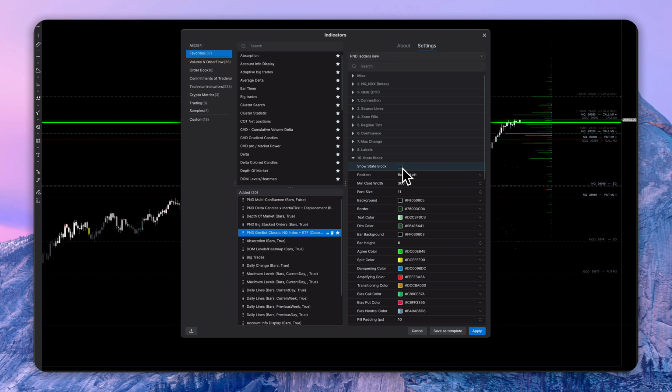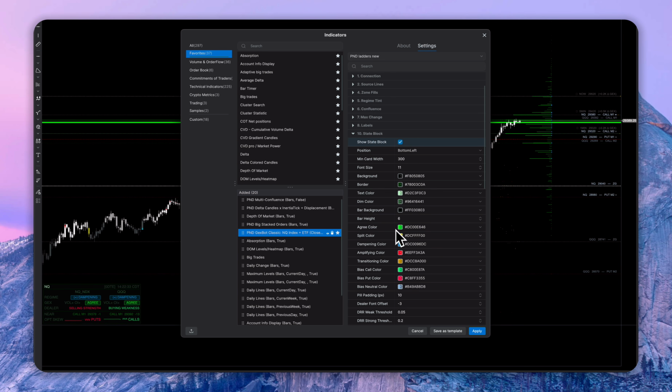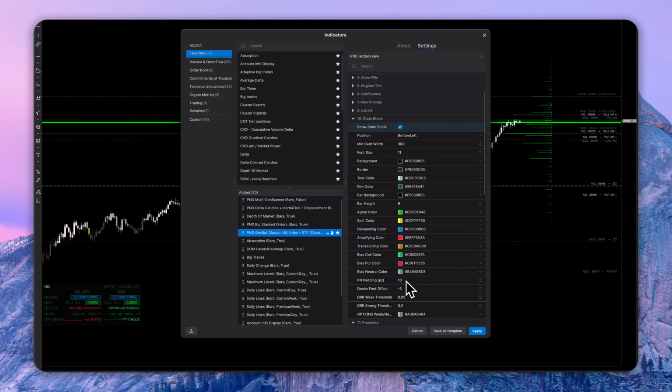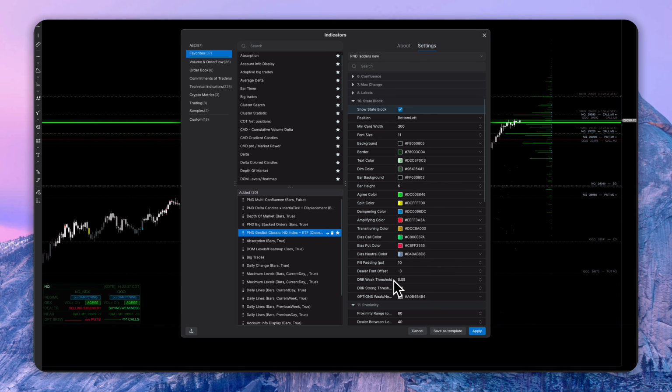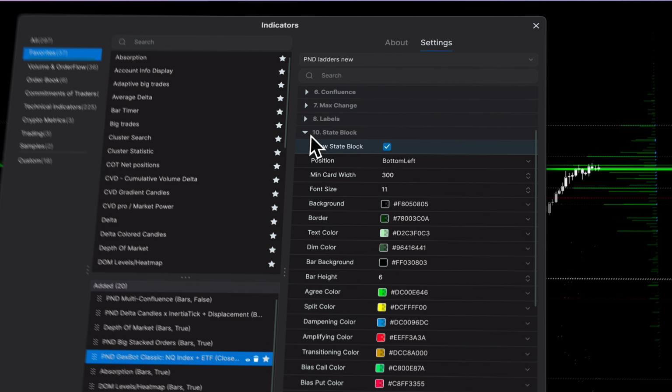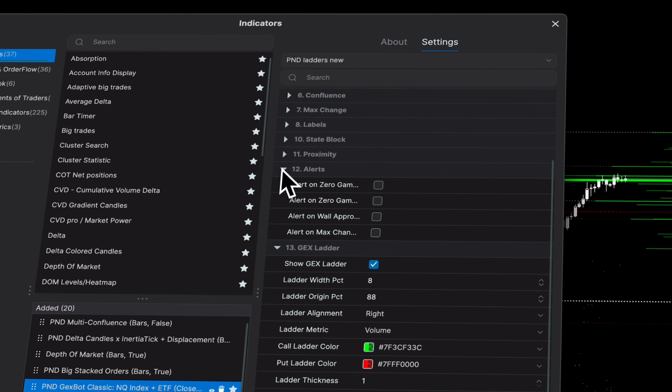The state block, you can hide it if you don't like it, and you can put it back. It's configurable as far as coloring, how big it is, things like that. There are some thresholds here as well for what is considered call or put skew and things like that, so you can tweak that to your liking. And then you can do alerts if you're into that.